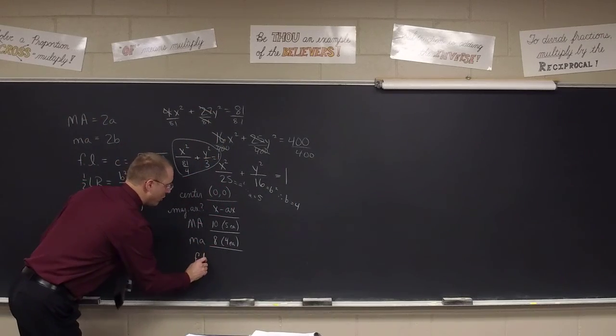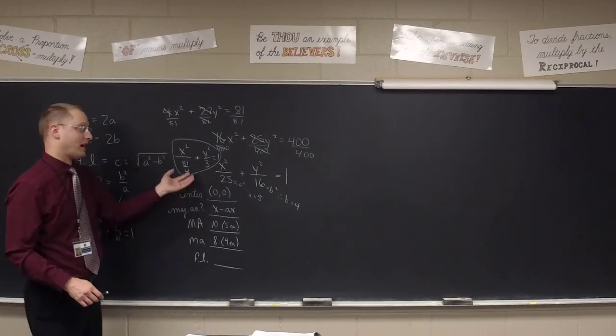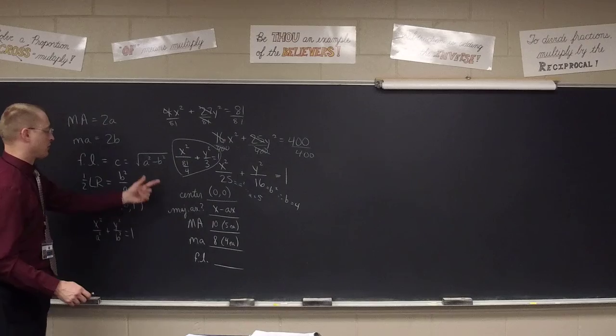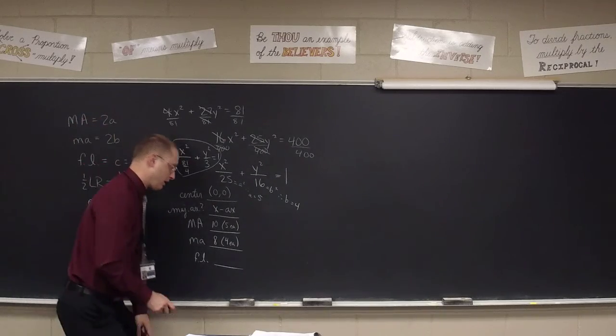Then we want to find the focal length. Now here's where it's awfully nice that we have the squares showing, the 25 and the 16. Just to find the focal length, remember we're going to subtract the squares and take the square root of that to get what focal length? 3.